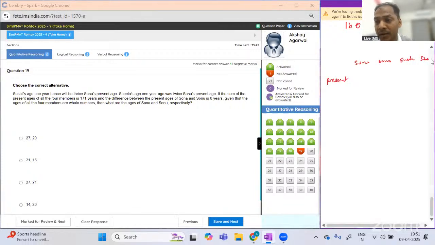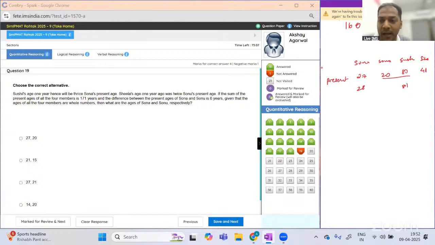Sheila. The comparison of Sushil is given with Sona's. Sona's present age, if it's 27, 1 year later it would be 28. Sushil's age 1 year later is going to be 27 into 3, 81. So Sushil's present age would be 80. And Sheila's age 1 year ago was twice of Sonu's present age. So Sonu's present age is 20 as per the option. So Sheila's age 1 year ago was 40. So now it is 41.